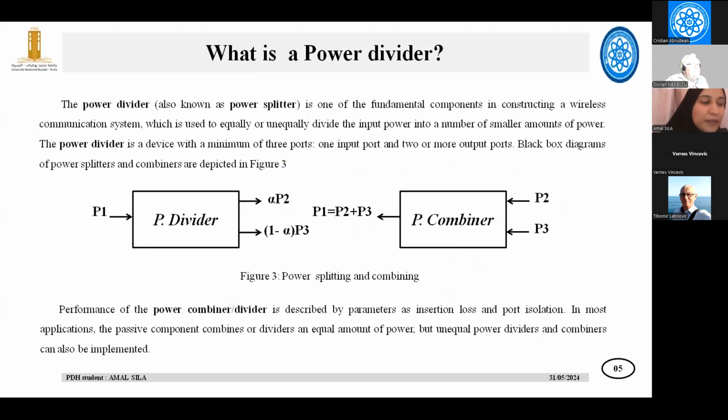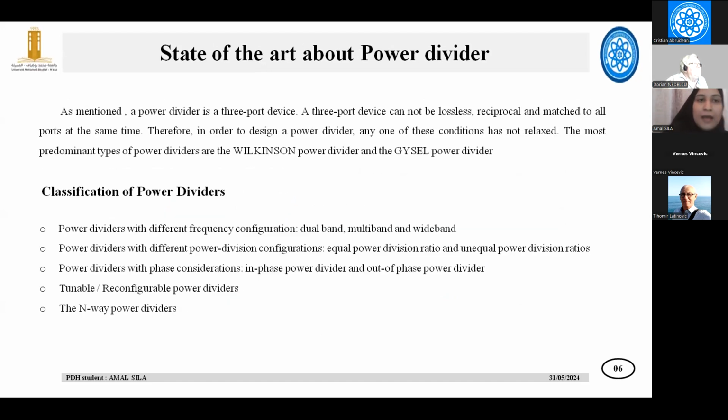What is power divider? Power divider, also called power splitter, is one of the essential components in various communication systems, including feeding network of antenna array, balanced amplifier, frequency multiplier, etc. A basic power divider is a three-port device used to divide or combine power, as shown in Figure 3. As mentioned, a power divider is a three-port device. A three-port device cannot be lossless, reciprocal, and have high isolation between ports at the same time.